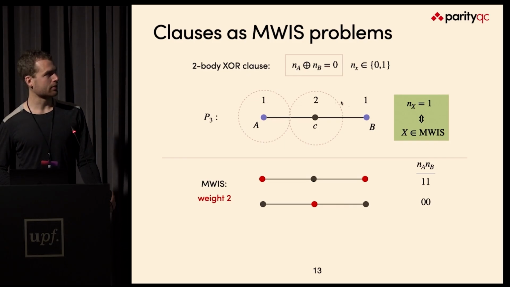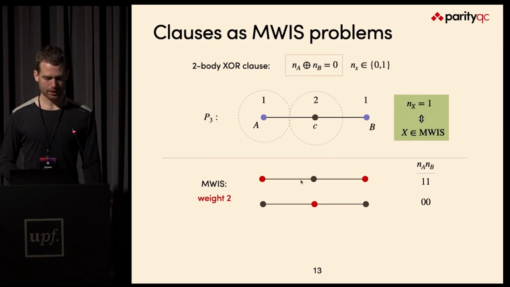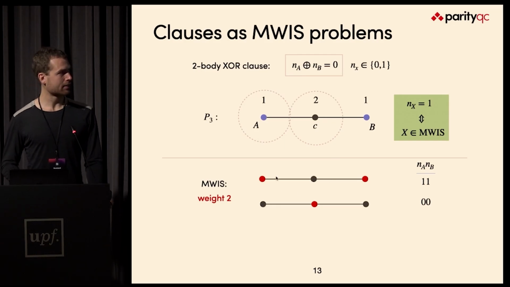So the outside points have a weight 1, and this has a weight 2. And now if you look at the maximum independent sets for this problem, they will look like this. Both of them have weight 2. Either you have a set of these two qubits, which is 1 plus 1, but you can also have a set of just this ancilla qubit, but because it has weight 2, it has exactly the same energy.